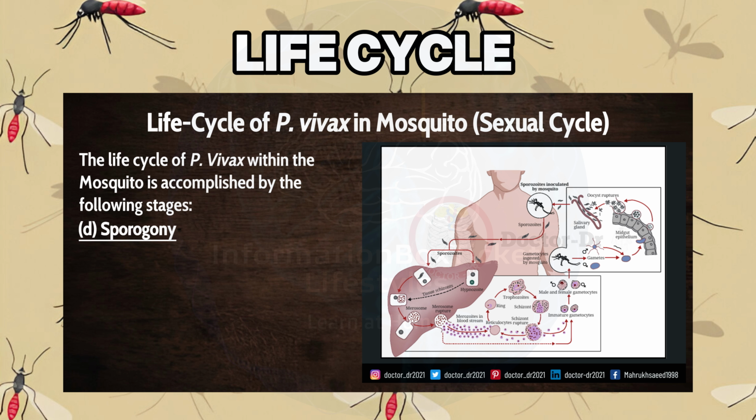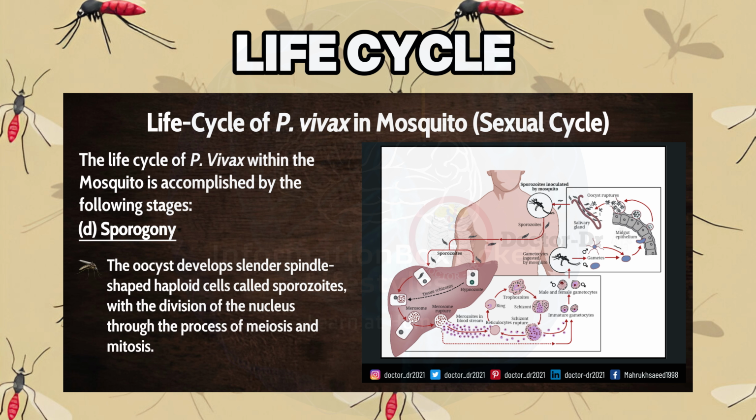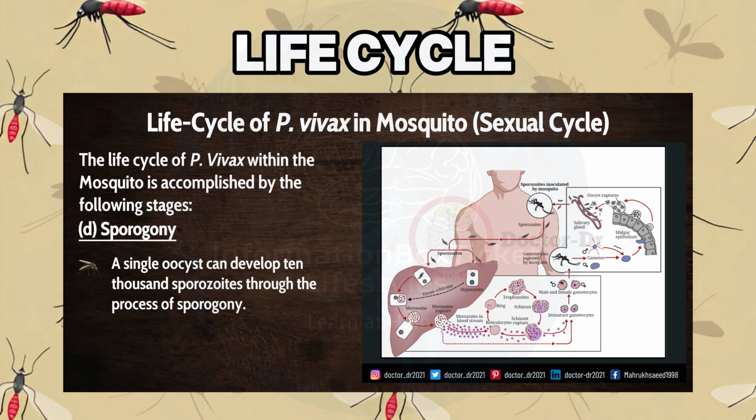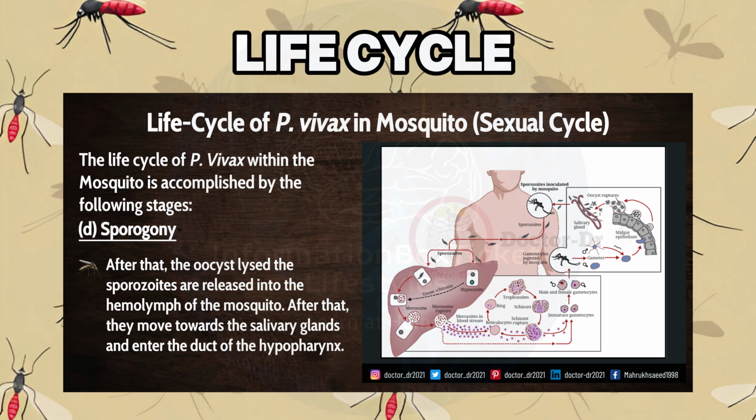D. Sporogony. The oocyst develops slender spindle-shaped haploid cells called sporozoites, with the division of the nucleus through the process of meiosis and mitosis. A single oocyst can develop 10,000 sporozoites through the process of sporogony. After that, the oocyst lyses, and the sporozoites are released into the hemolymph of the mosquito.